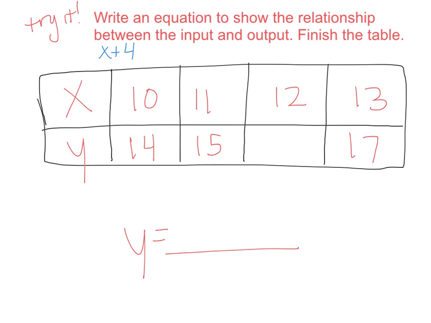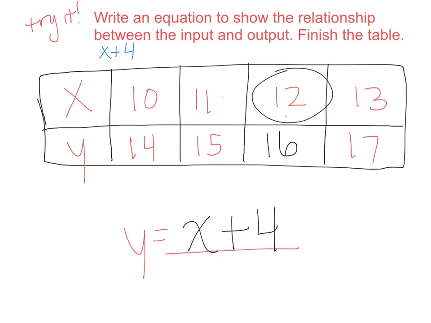11 and 15. If x was 11, 11 plus 4, well, that works. Let's check this last one over here. 13 and 17. 13 plus 4 is 17. I think that is our rule. So y equals x plus 4. So let's fill out our table. If we were given x is 12, 12 plus 4 equals y, which would be 16.